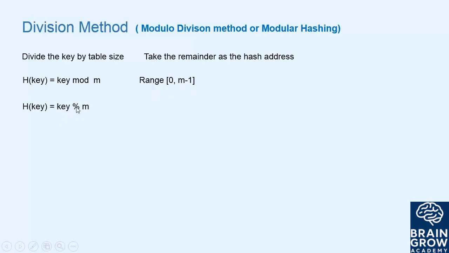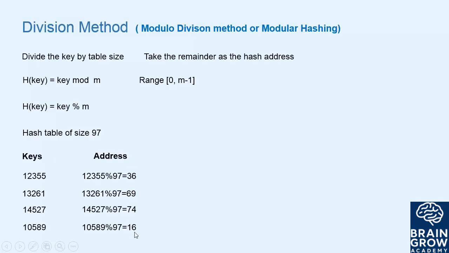In our program, we can use this operator to get the remainder. We can minimize collisions if we take the size of the table a prime number. This way we can distribute the keys evenly in the table. Now suppose we have a table of size 97 and we have these keys. So these will be the addresses. Now this modulo method can be combined with other hashing methods to ensure that addresses are in the range of the hash table.